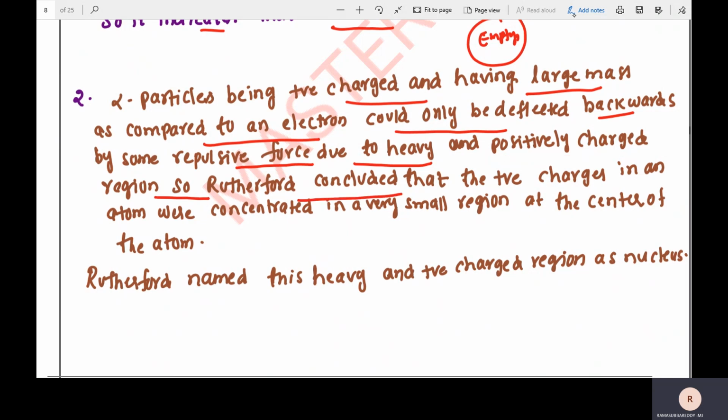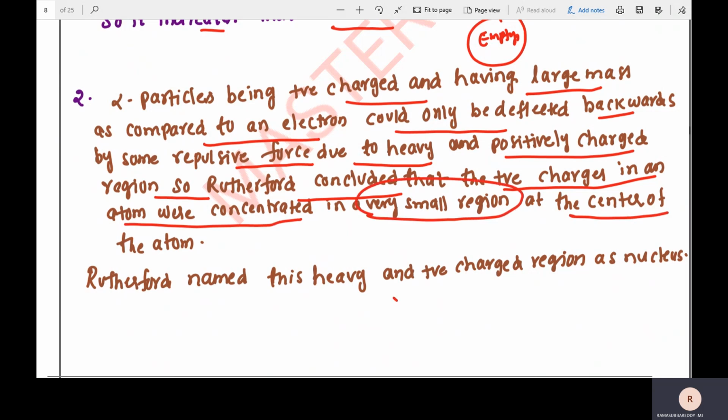So Rutherford concluded that positive charges in an atom are concentrated in a very small region at the center of the atom. So if we consider this is our atom, only at the center it is located; that is the conclusion he found. But in J.J. Thomson's model, the positive charges are uniformly distributed. That he proved wrong because of this experimental setup. Then he found that at the center only we have a heavily positive charge.